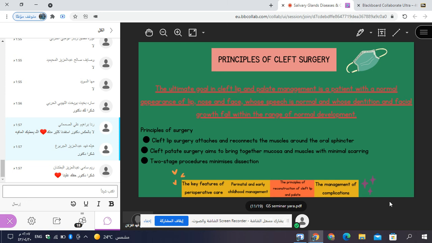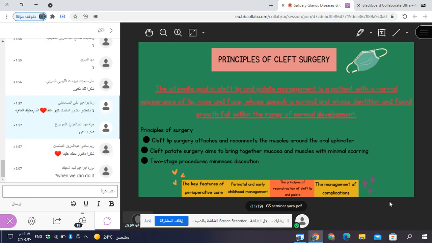So the principles of the surgery: first, the cleft lip surgery. We will attach and reconstruct the muscles around the oral sphincter. The cleft palate surgery is to bring together the mucosa and the muscles with minimal scarring. You will see now why we do not want excess scarring in case of a palate surgery. And then a two-stage procedure minimizes the dissection. Two-stage procedure, especially in case of cleft palate.